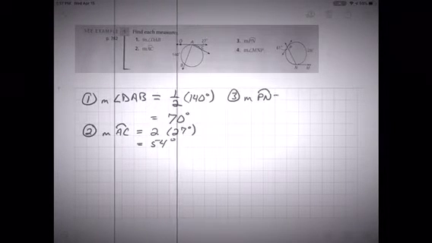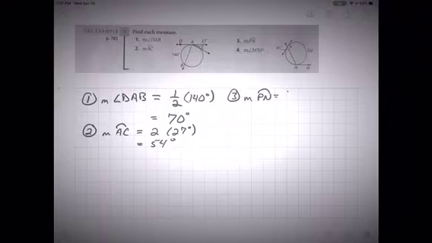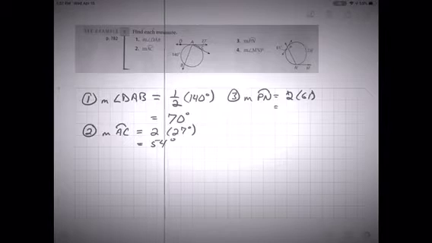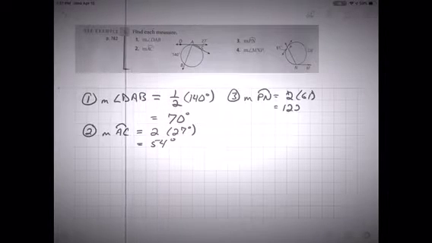So this time we're looking for the arc again, measure of arc PN. And remember, PN, that's the minor arc, so that's going around the short way. And so that matches up with the 61 degree angle, and so we'll double that. 2 times 61 is 122 degrees.